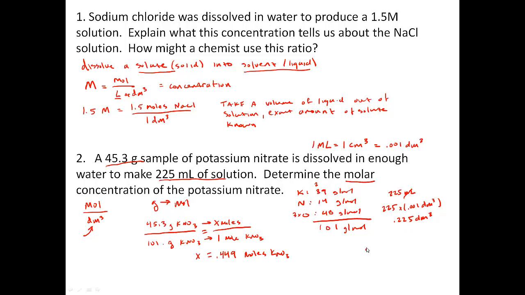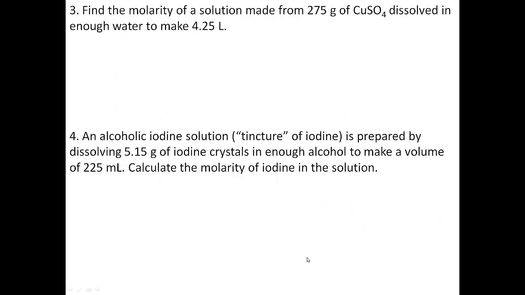So now you take your moles, 0.449 moles of KNO3, divide by 0.225 decimeters cubed, and your concentration is going to be equal to 2.00 molar KNO3.